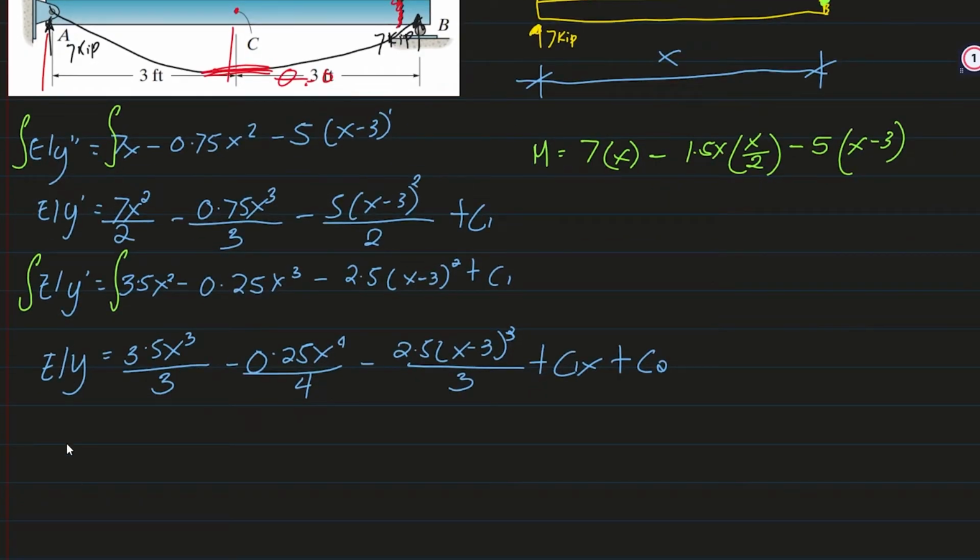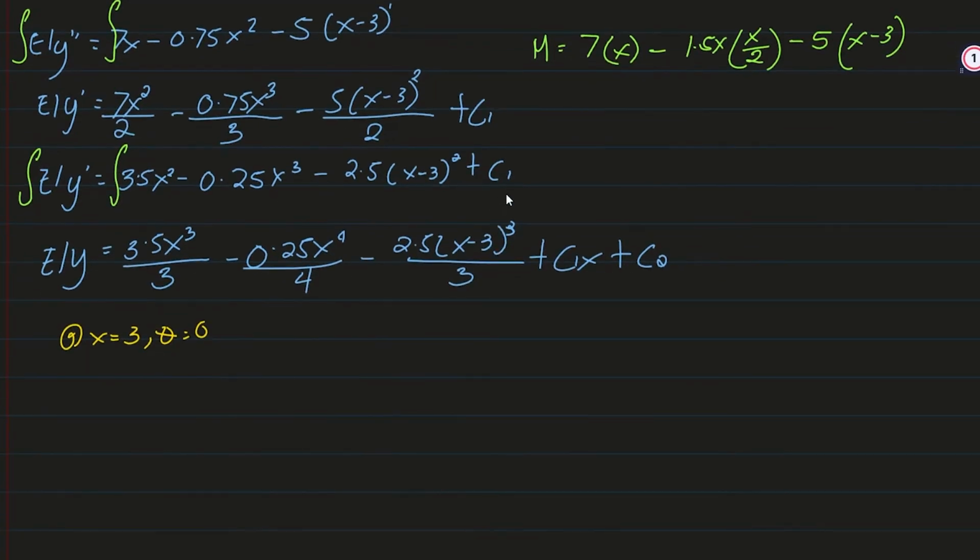So, at x is equal to 3, slope is equal to 0. So, substitute natin ito sa ating slope equation, and we will solve for C1. Okay? So, ito, mga bis, slope natin, EI times the y prime, which is 0. And then, we have here 3.5. Ang x natin is 3. 3 squared minus 0.25.